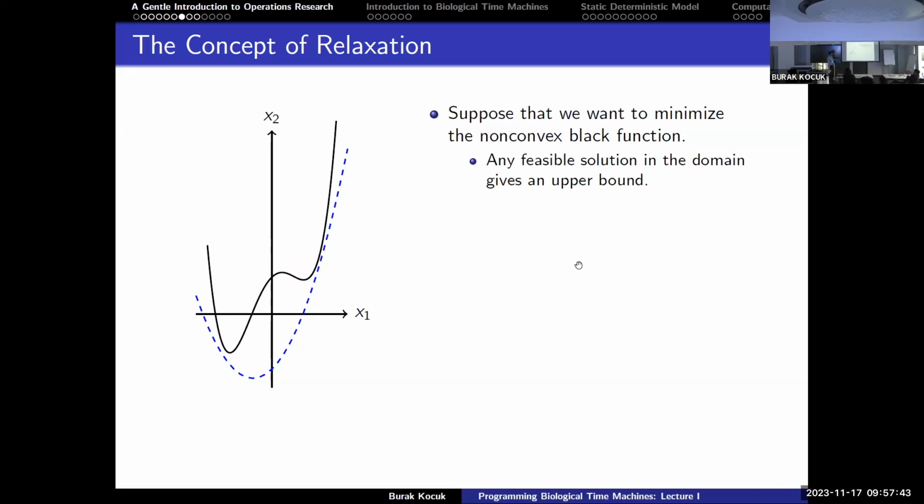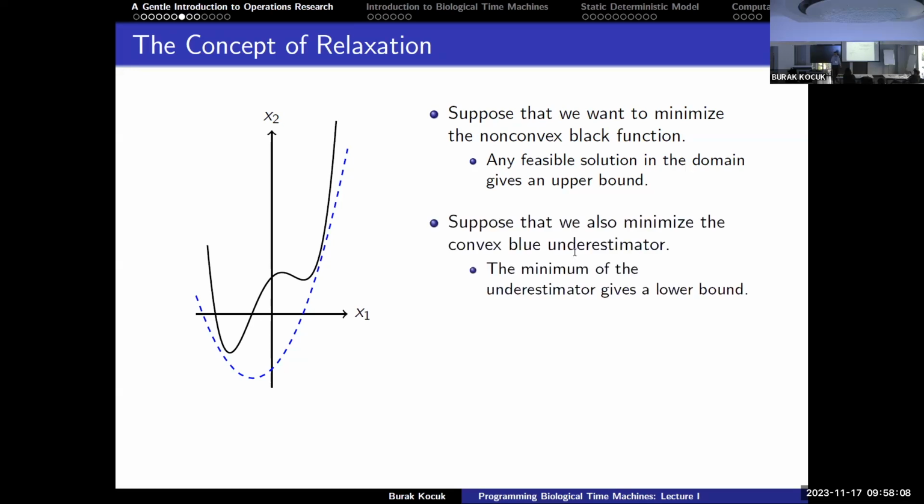But okay, if you give me any point in the domain, it gives me an upper bound for the optimal value, because maybe the optimal solution is better. So maybe you give me this point. Well, its value is an upper bound for the actual optimum. Good, it's good to have. But as an optimizer, I want lower bounds. So that's why this blue curve comes in.